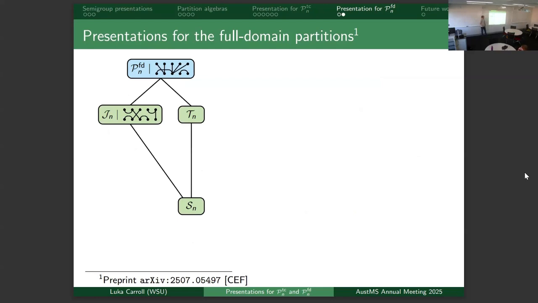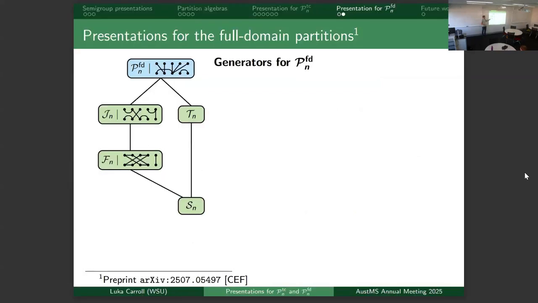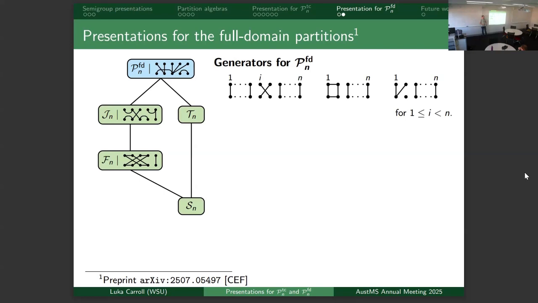So I'll just go over the generators that we use for the full domain partitions. Here, instead of using existing presentations for JN, we were able to use an existing presentation for a submonoid of JN. These are the block bijections where each block in the top row is mapped to a block of the same size in the bottom row. And the generators for Fn are just the symmetric group and one box there. And we have our T generator from before for Tn.